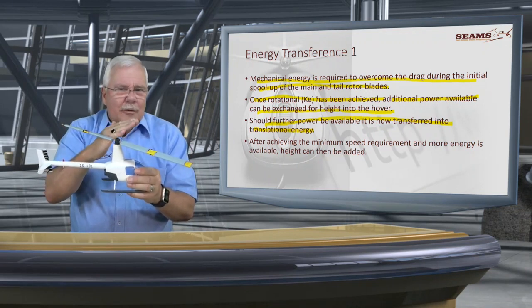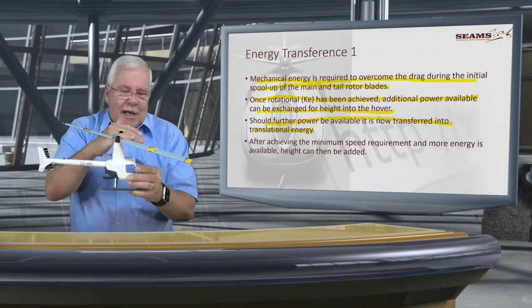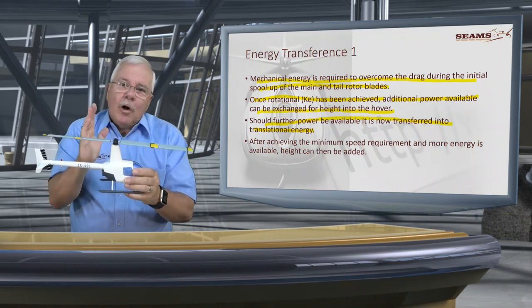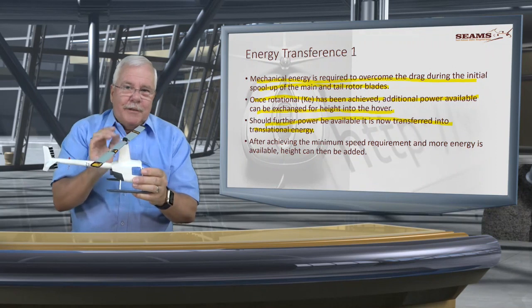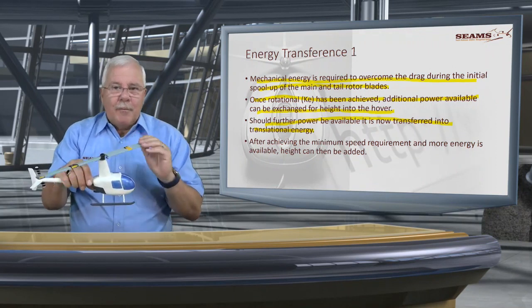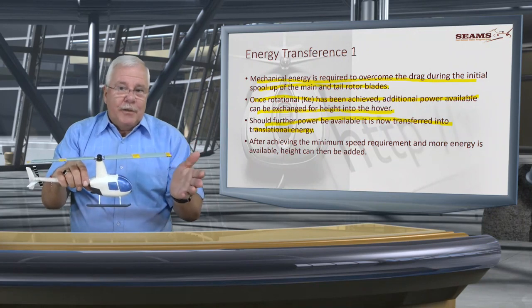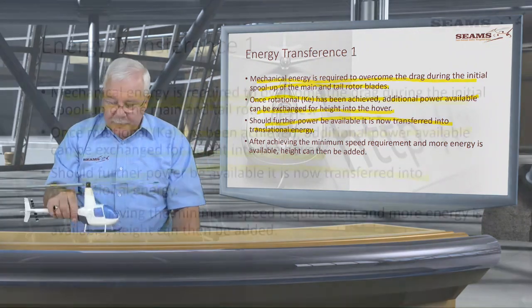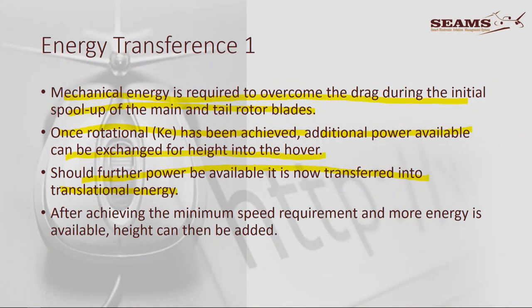And here, from about 12 knots and up, you are what we call through the transitional phase. Okay? And then we're talking about translation or just normal forward speed, which will obviously influence how well the disc can support you. Now, after achieving minimum speed requirements and more energy is needed, then we put the extra into height.